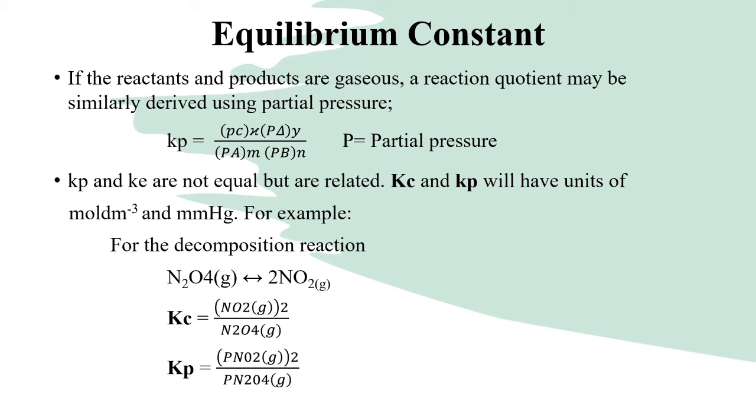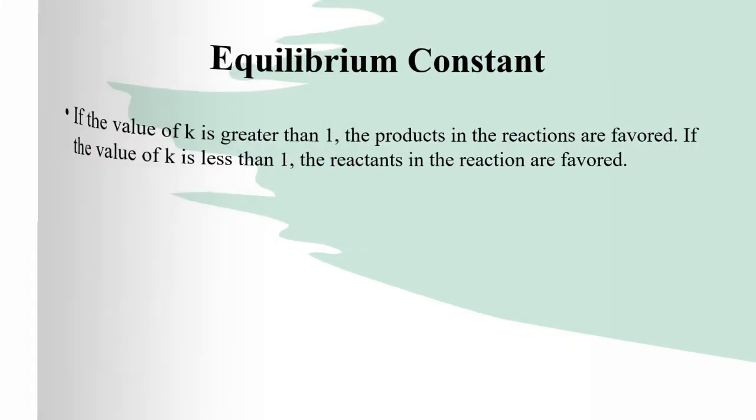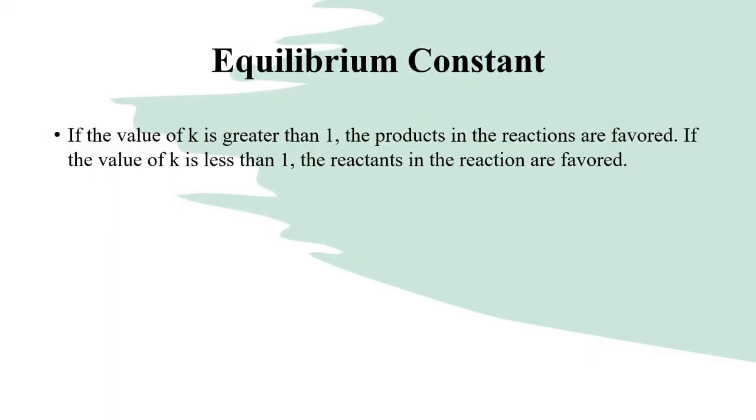Our KP too gives us what? Product over what? Reactant. If the value of K is greater than 1, the products in the reaction are favored. If the value of K is less than 1, the reactant is what? Favored. If K is equal to 1, neither reactant nor product are favored.